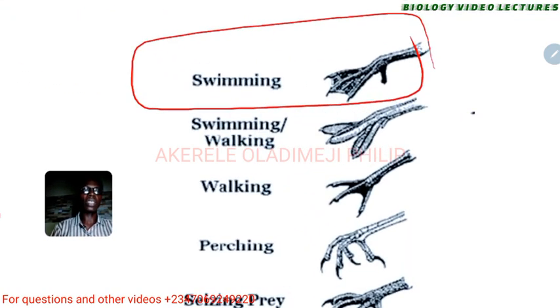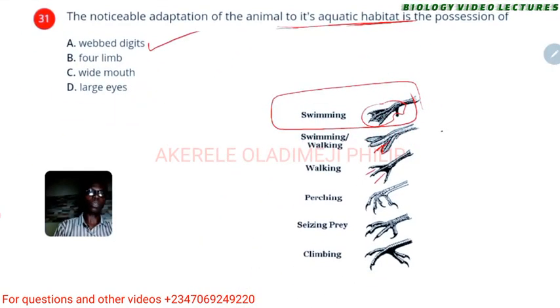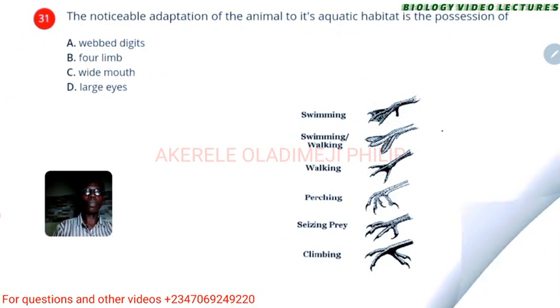You probably see that this one has space in between the digits, but this one has a little web, so you can walk and also swim. But this one is immediately for swimming, like the feet of ducks and some other aquatic birds or animals, as it were.